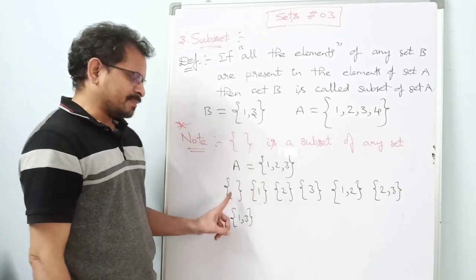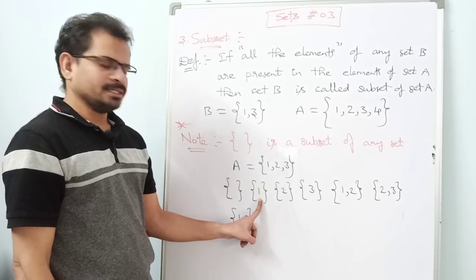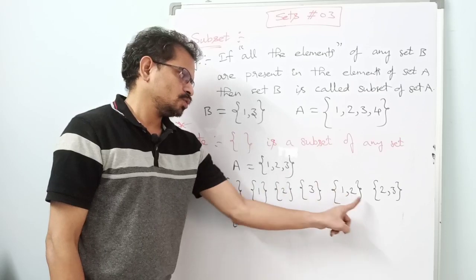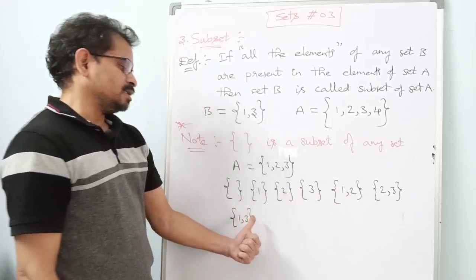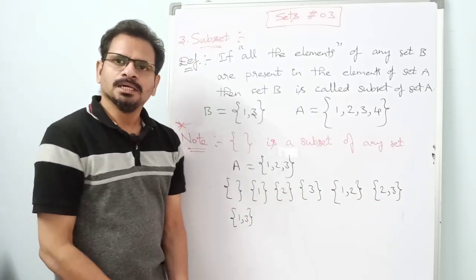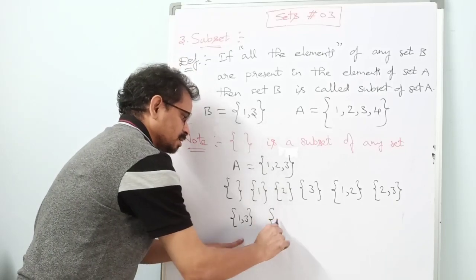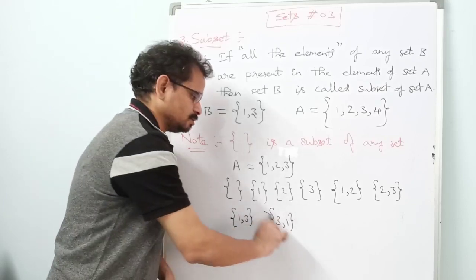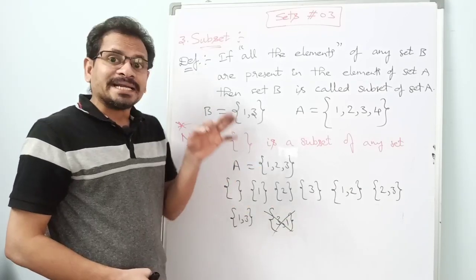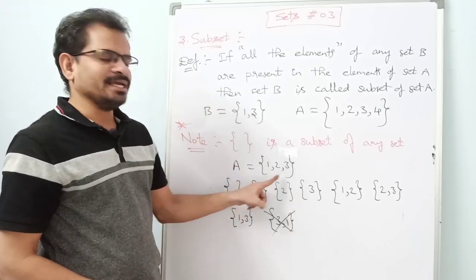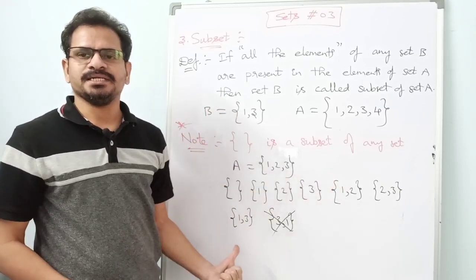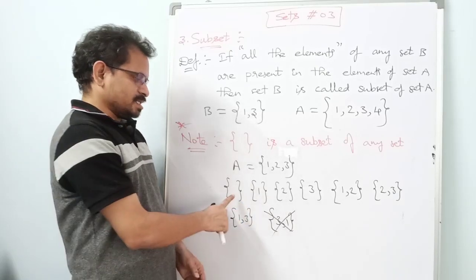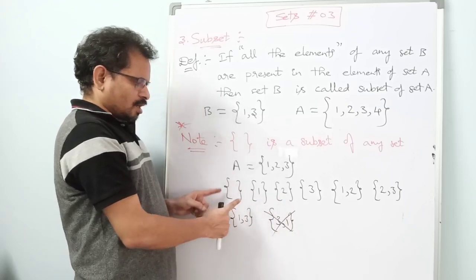Okay, empty set. Sets having only one element: {1}, {2}, {3}. Here two elements, {1, 2}. In this one, {2, 3}, and in this one, {1, 3}. Okay, again don't write like this: {1, 3}, again {3, 1}, don't write. Both of them are same only. So these all are related sets of set A, and these related sets are nothing but subsets. Yes or no? Yes, subsets. This is subset, this is subset, this is subset. See, okay.